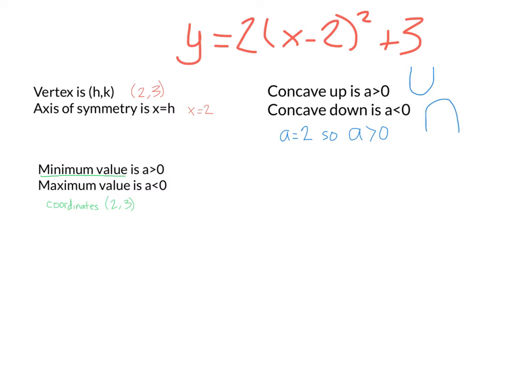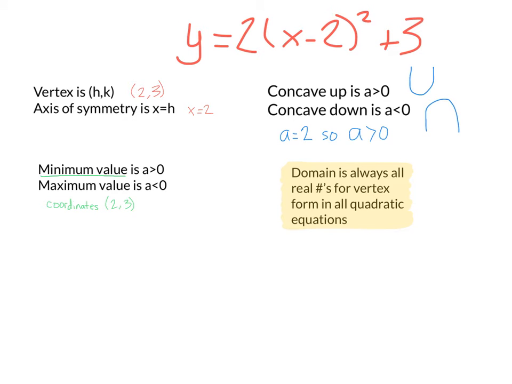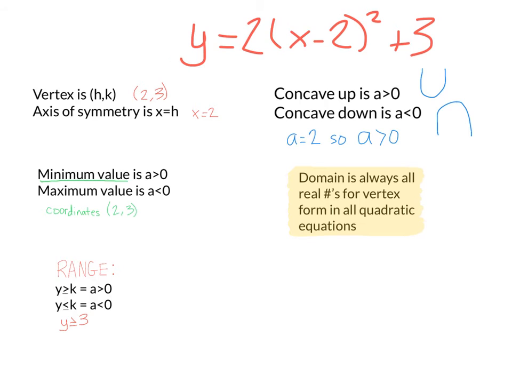Next, we need to find the minimum or maximum value. The minimum value is when a is greater than 0, and the maximum value is when a is less than 0. This means our equation has a minimum value at the coordinates (2, 3). The domain is always all real numbers for vertex form in all quadratic equations. Lastly, the range depends on whether y is greater than or equal to k, or if y is less than or equal to k. So y in our equation is greater than or equal to 3.